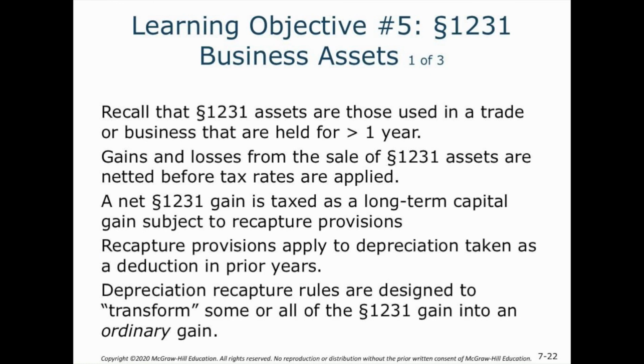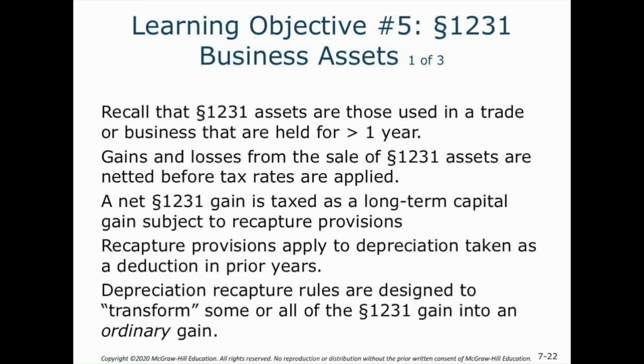Learning objective 5, Section 1231, business asset. When a business sells an ordinary asset, like inventory, it becomes a cost of goods sold and the income generated is ordinary. Capital assets, referred to as 1221 assets, may be assets held for investment purposes, such as stocks or bonds, and are taxed at a separate, usually lower rate when held longer than a year.